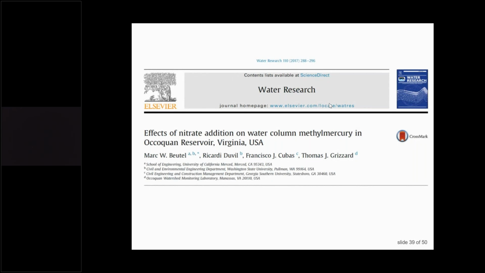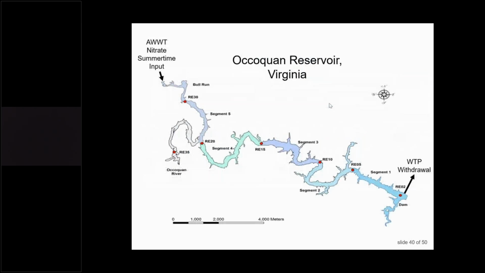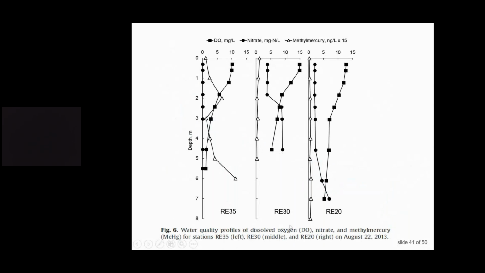This was not in the review, but it was a follow-up study I did at Occoquan Reservoir. We saw the previous talk or case study where we looked at phosphorus, and you might think, well, what's happening to the mercury, right? And so I did a study with my colleagues there, and what was really cool is we have a nitrate-rich tributary in Bull Run and a no nitrate tributary in Occoquan. So the real question is, how does RE30 compare to RE35 from a mercury perspective?